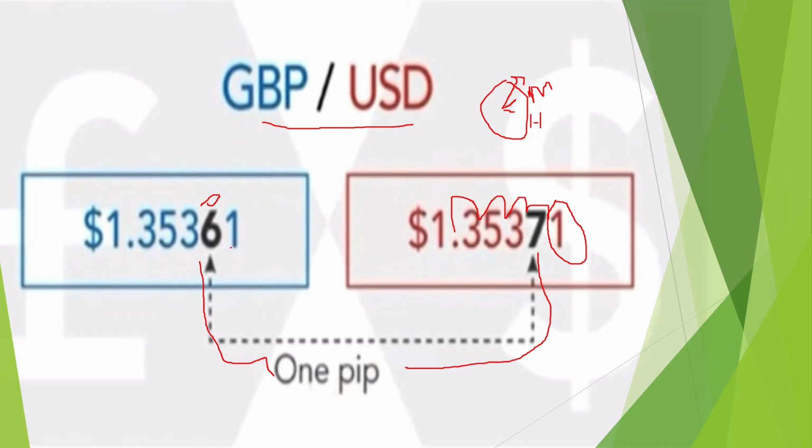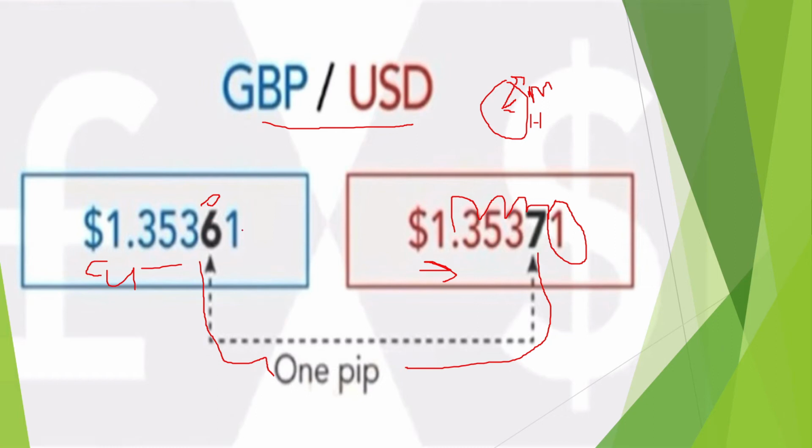Now, if this is the current price and it moved from this price to this price, you see the figure that changes here is this pip and this one. So if it moved from here to here, it's called one pip movement. It is in 1.35361, changes from 1.35361 to 1.35371. So it's called what? 1 pip, 1 pip. You understand?